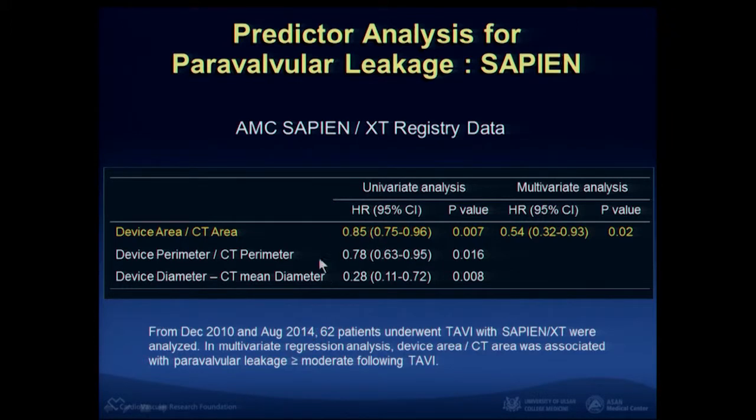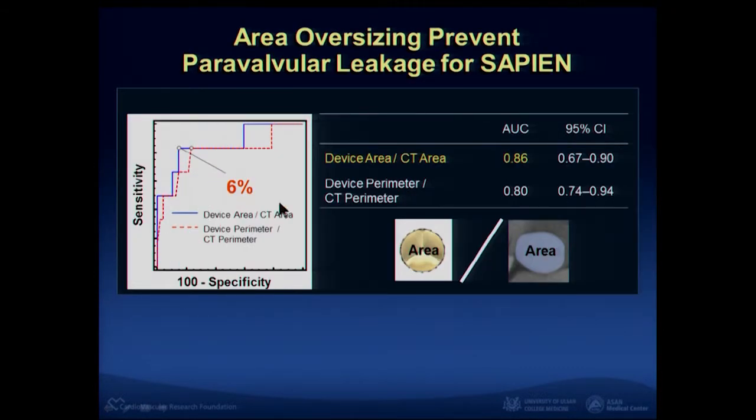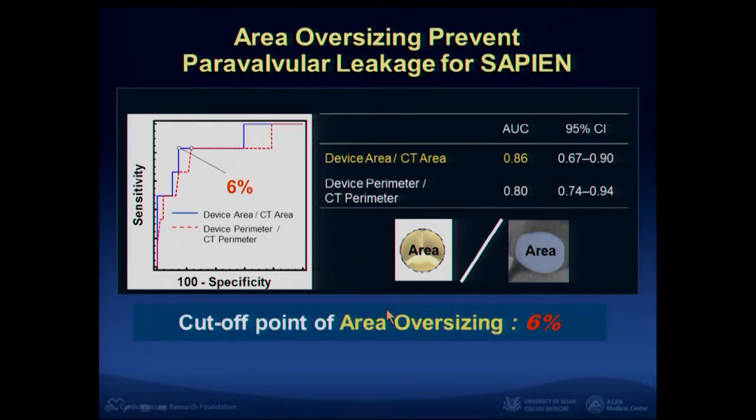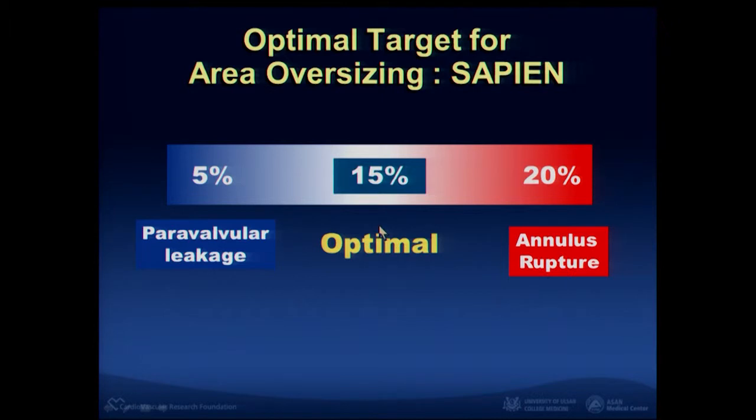From registry data in our institution, we have found that the ratio of device area over CT-derived area showed the best prognostic power for paravalvular leakage after TAVI when we use the SAPIEN valve. In ROC analysis, the cutoff point of area was 6% oversizing. Although oversizing is important to prevent paravalvular leakage, extreme oversizing of more than 20% has been known as a predictor for annulus rupture. So we set the optimal point to 15% area oversizing in the SAPIEN system.